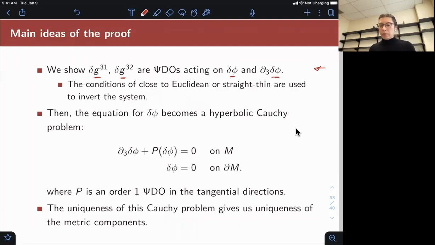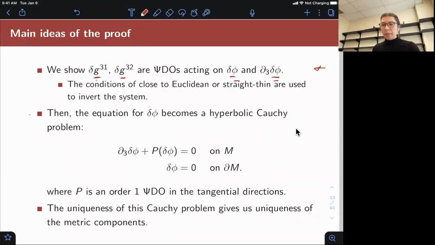And here's where I now use the conditions of either being C3 close to Euclidean or having this straight thin trade-off, to do this inversion. To invert this system and show that indeed these two functions can be written as pseudo-differential operators on these two functions.